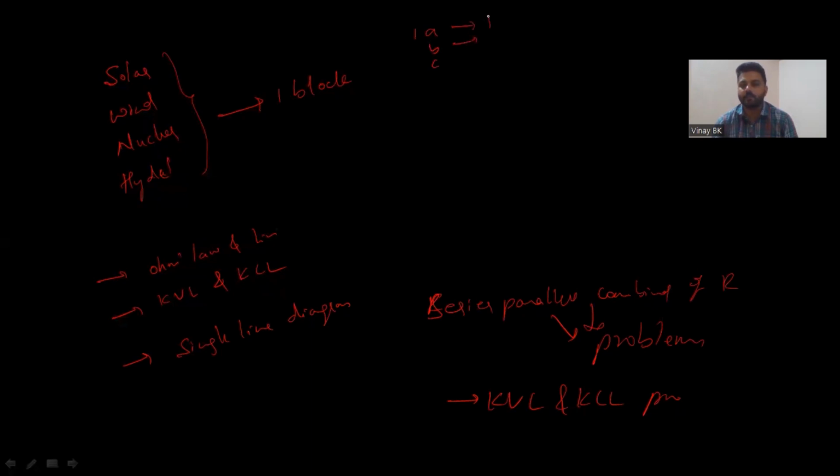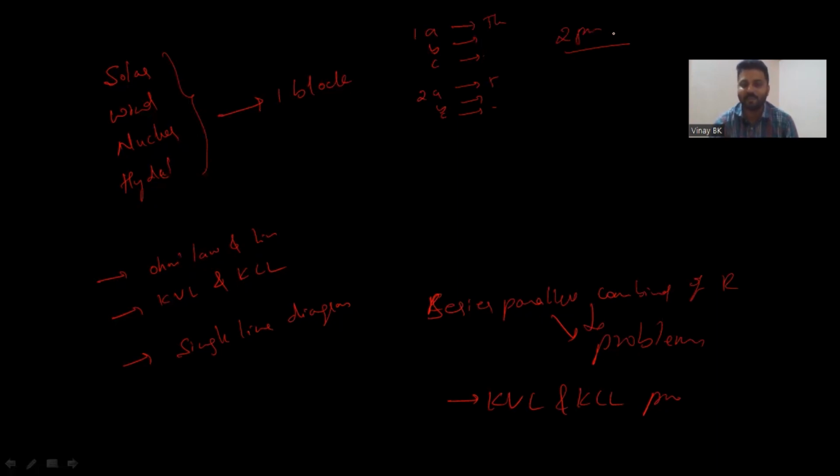Two theory questions, one problem. 2A, 2B, 2C: two theory questions, one problem, or else two problems, one theory question. So it depends. Anyhow, we'll have simple numerical problems, so nothing to worry. You can easily crack the examination if you prepare the block diagrams as well as the single line diagram very well and practice more problems on DC circuits, that is Ohm's law problems.